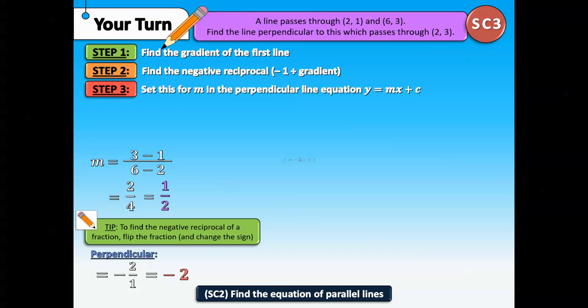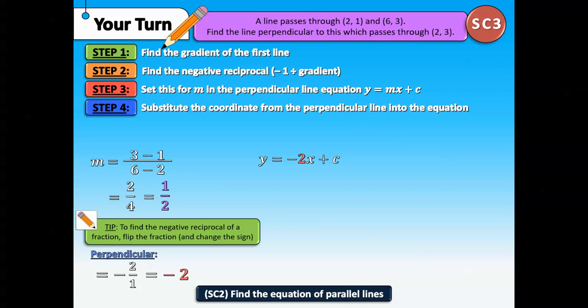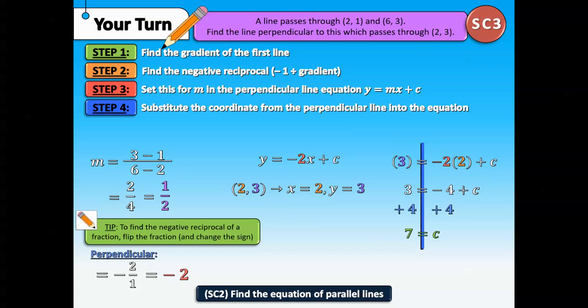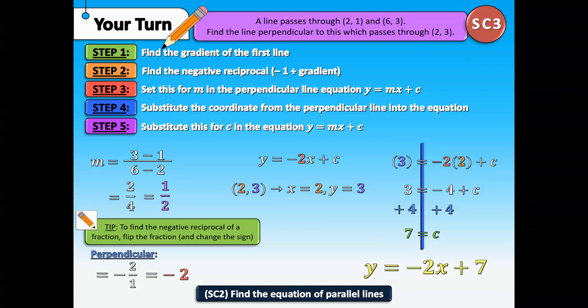We put this into the equation of our line. So y equals minus 2x plus c. Then we substitute in the coordinates that we know it goes through. So that's (2, 3). So 3 equals minus 2 times 2 plus c. So c is 7. That means the equation of our line is y equals minus 2x plus 7.